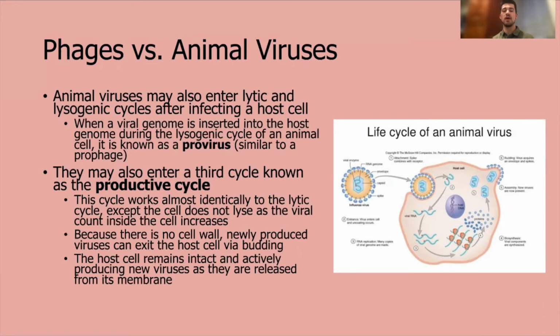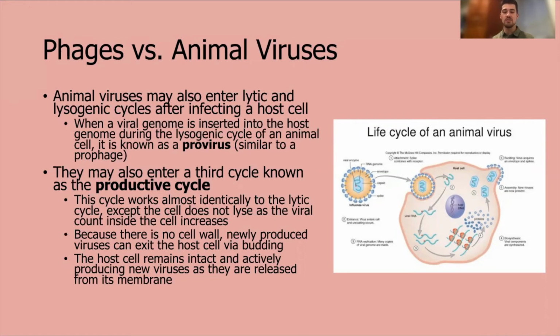Animal cells, though, can actually enter a third cycle, which is known as the productive cycle. So the productive cycle is sort of like a slightly altered lytic cycle. It's almost identical, except at the very end. So instead of lysing the cell, the cell remains intact.